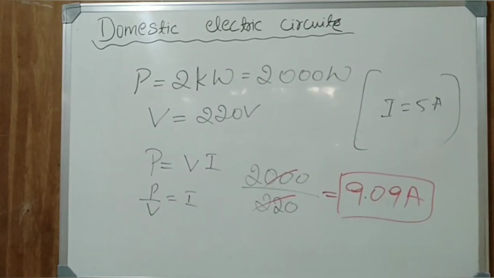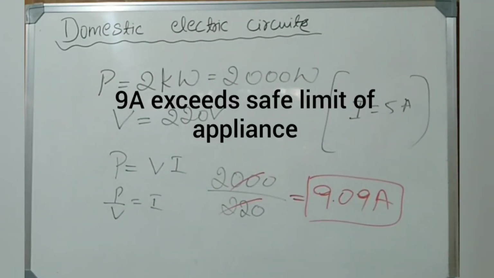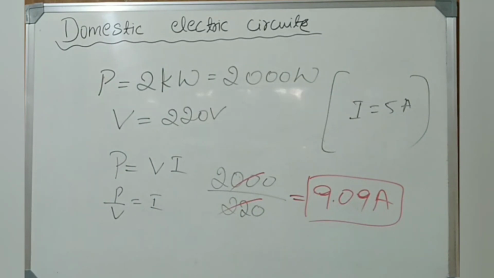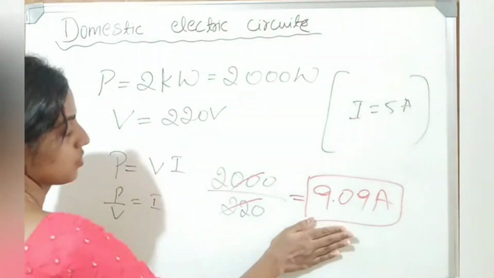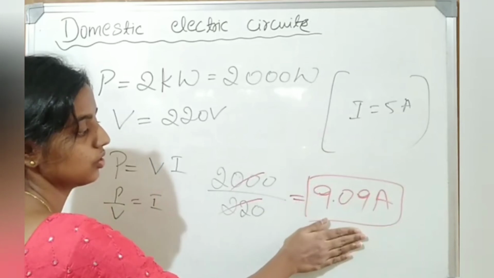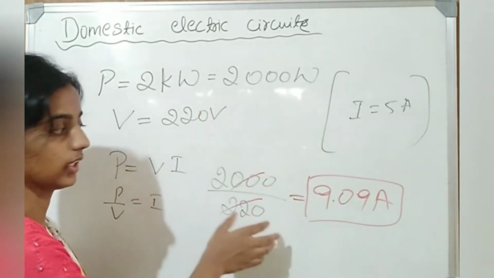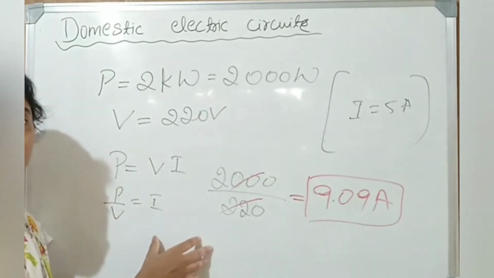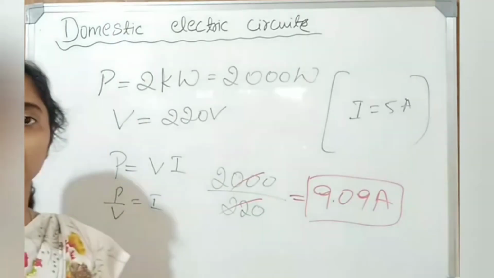So what is our answer? The current drawn by the electric oven is 9.09 ampere, which exceeds the safe limit of the circuit. So the fuse element of the electric fuse will melt and the circuit will break. So since we got more than 5, this leads to short circuit or overloading. This should be our ending statement for this question. So the same thing you should write in the homework, okay?